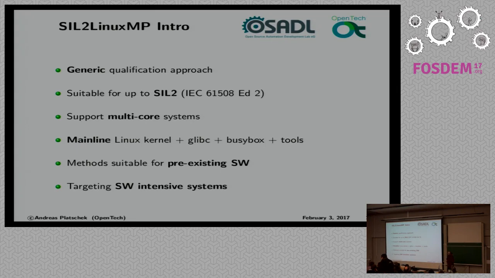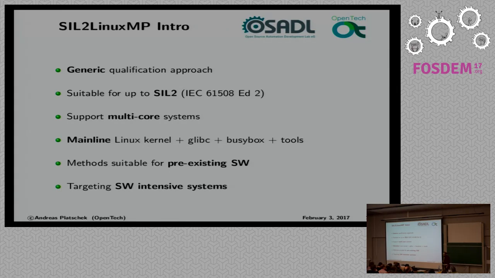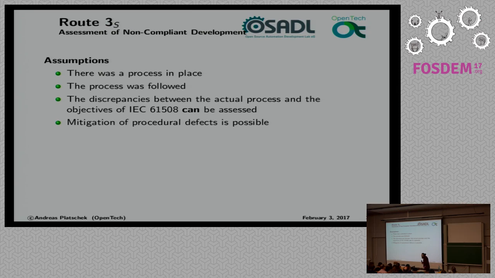Route 2S is called... sorry? Is it compliant, non-compliant? No, it's by proof of previous usage. Proven use, yeah, thank you, Lucas. Yeah, it's called proven use. So that's only suitable for smaller software and not for a big chunk like the Linux kernel. And the third one, that's the one that we are using, is called Assessment of Non-Compliant Development, Route 3S.